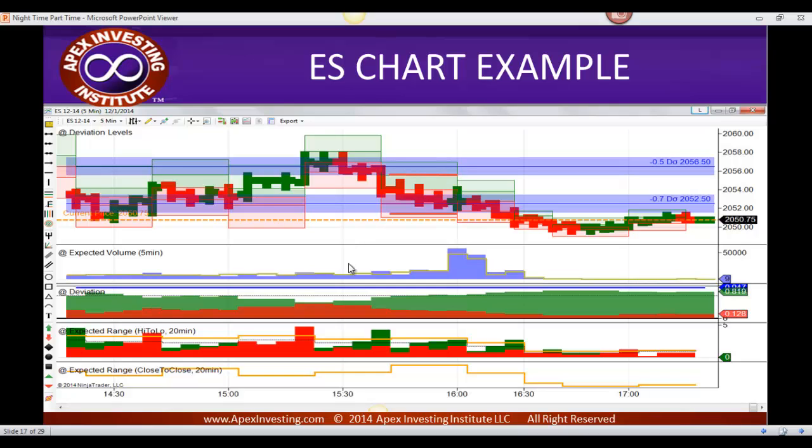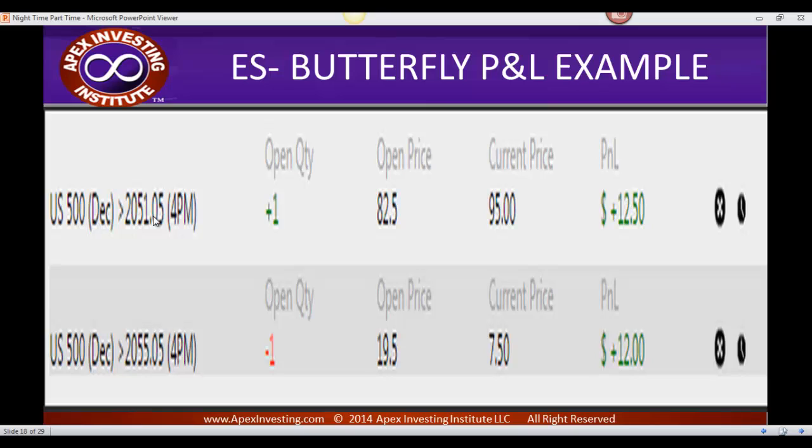If I can just get this, there we go. So on this particular example, I bought the 2051.05 and I sold the 2055.05. So there's about, right at what, five or four ticks difference there, right?